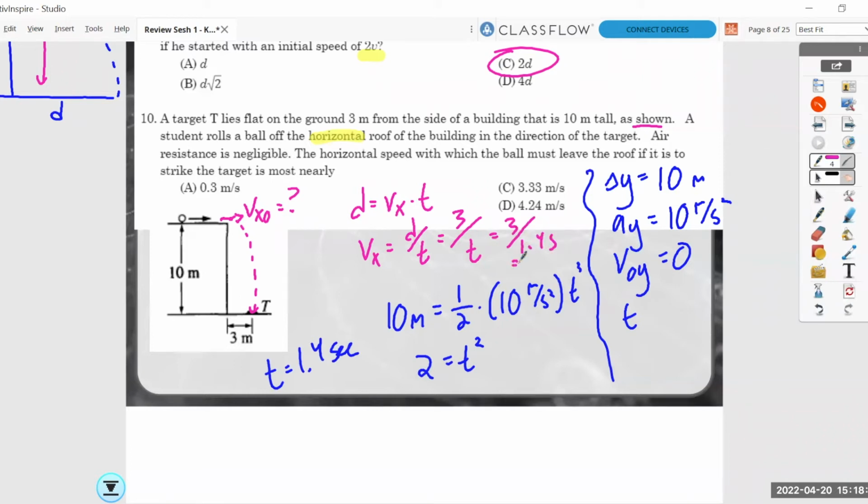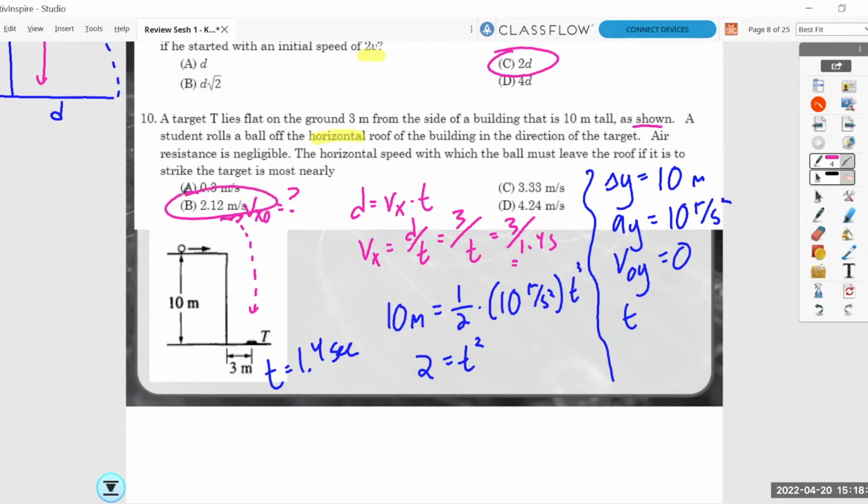3 divided by 1.4 seconds is, I think I literally covered the one answer that is correct with my picture, which is a little over 2 meters per second in this case. So we need to make sure that we're looking at the x direction or the y direction. It can be tough sometimes to figure out what you need for projectile motion, but here they want an x velocity.